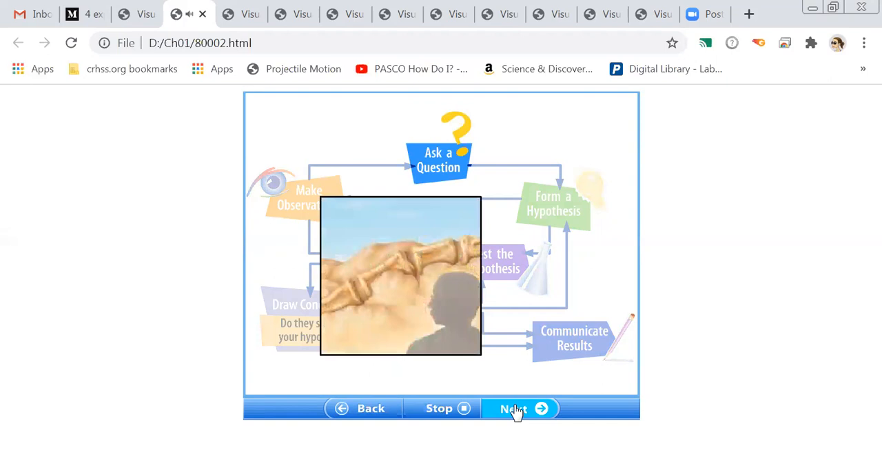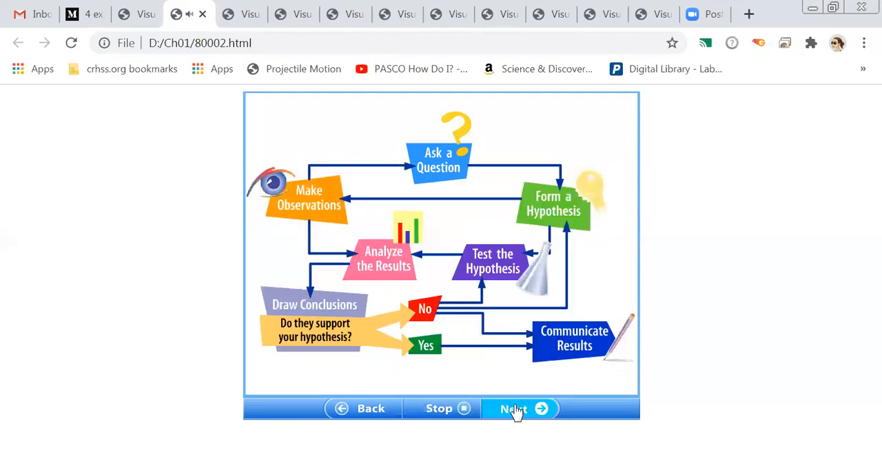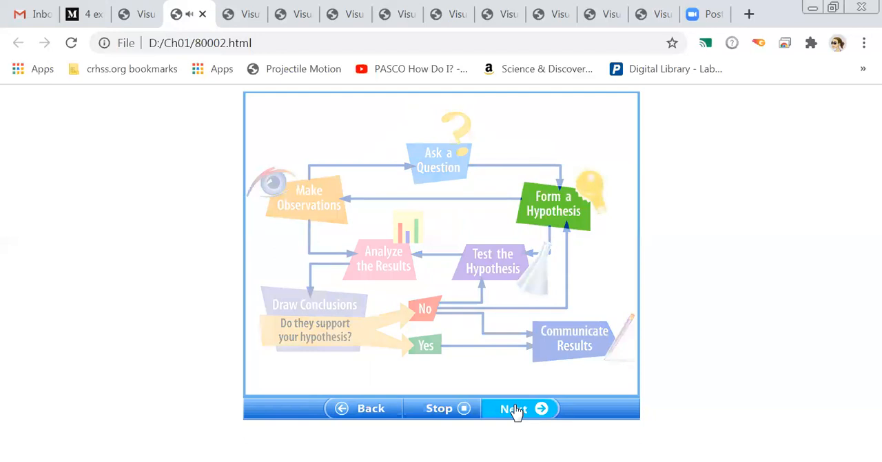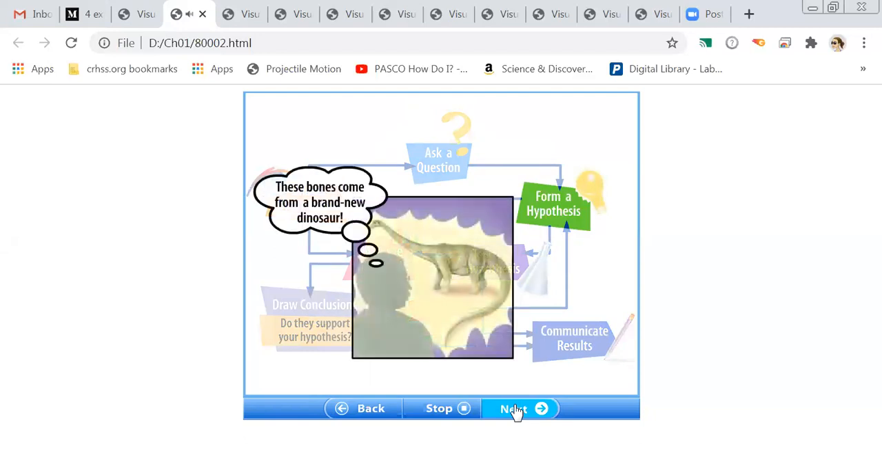Upon discovering a set of fossilized dinosaur bones, a paleontologist would likely ask, what kind of dinosaur do these bones come from? A scientist often investigates a question by forming a hypothesis. The paleontologist in this example hypothesized that the bones he observed come from a type of dinosaur that had not yet been discovered.